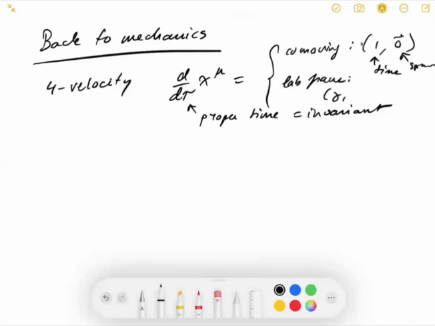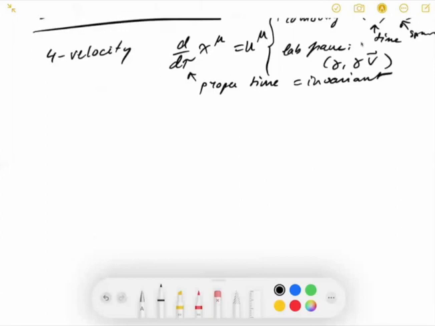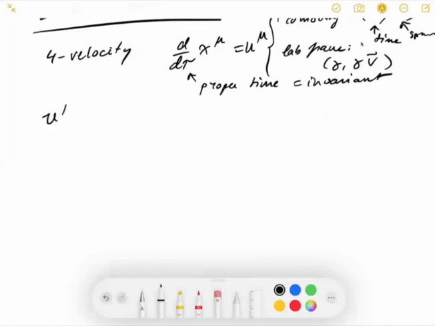What was it? Gamma, gamma v. Okay. And we call this thing U^μ. And so we said that U dot U was 1. And because we're writing it as a Minkowski dot product, right?